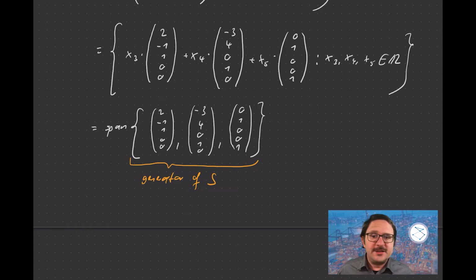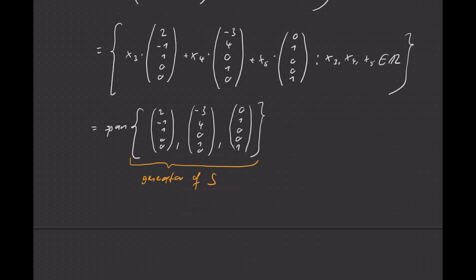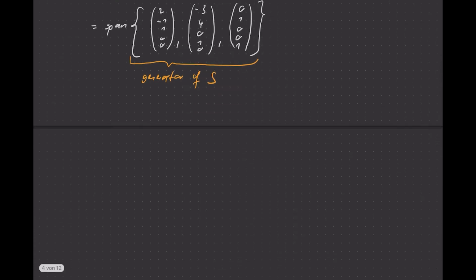Now the question is, is that a basis as well? And for a basis, remember, we need that the set generates the desired space. That is the case here. And also that it's linearly independent. So let's check that second part. Are those three vectors linearly independent?